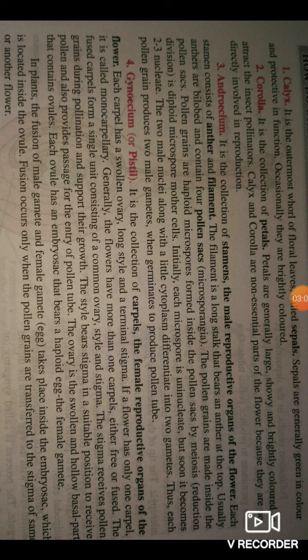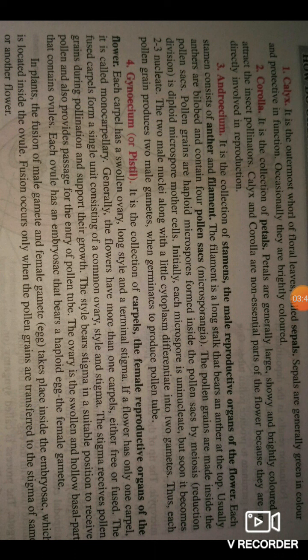Third, androecium, that means stamen. It is the collection of stamens, the male reproductive organ of the flower. Each stamen consists of an anther and a filament. The filament is a long stalk that bears the anther at the top. Usually anthers are bilobed and contain four pollen sacs, that means microsporangia. The pollen grains are made inside the pollen sacs.